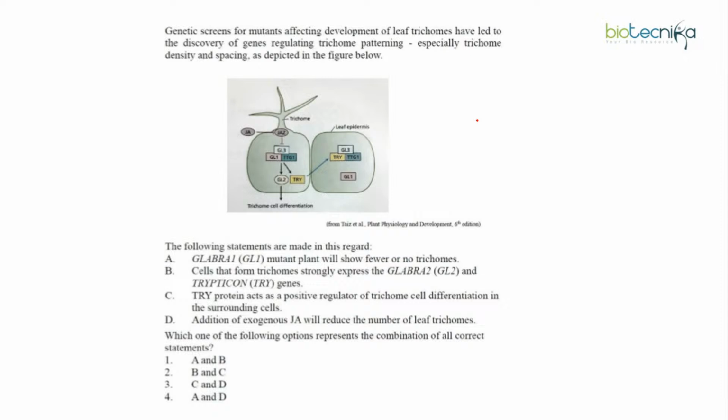So here what do you see? They have given you a picture. Okay. So genetic screens from mutants affecting development of leaf trichomes have led to the discovery of genes regulating trichome patterning, especially trichome density and spacing. The following statements are made in this regard.